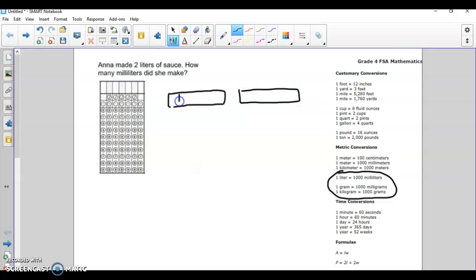Inside these little boxes, I'm going to write the word liter. So here we have 2 liters that we've drawn now, and underneath we are going to denote how many milliliters are in 1 liter. There are 1,000 milliliters in each liter.